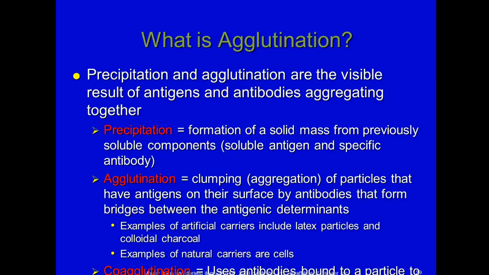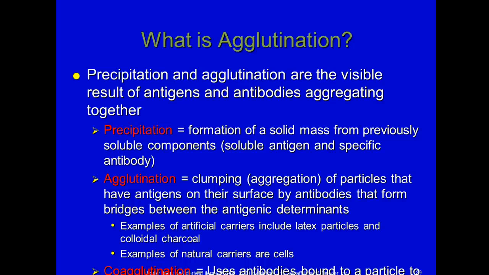Agglutination, the clumping or aggregation of particles that have antigens on their surface by antibodies that form bridges between antigenic determinants. We will see an example of this coming up in a couple slides. Usually we use something like latex beads or charcoal to attach the antigens or antibodies to.